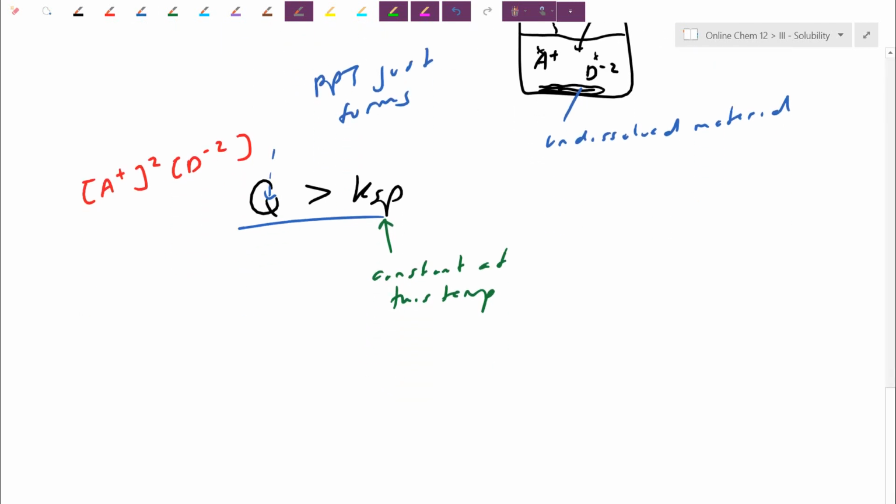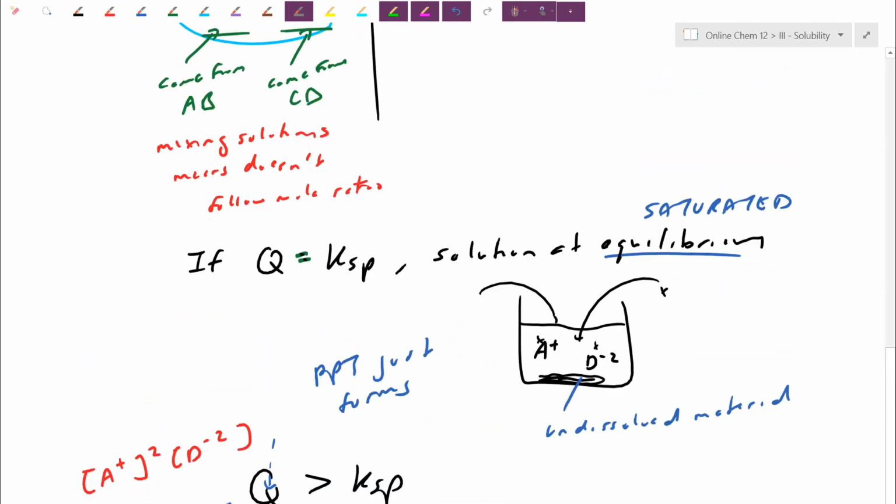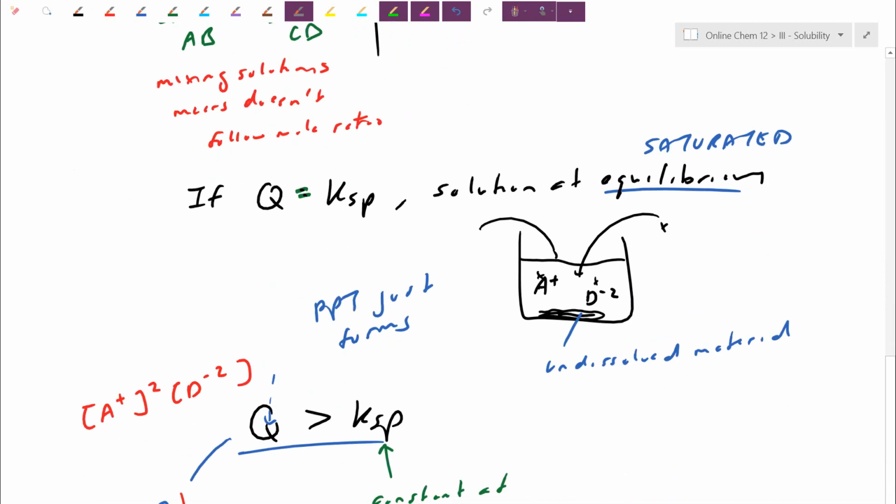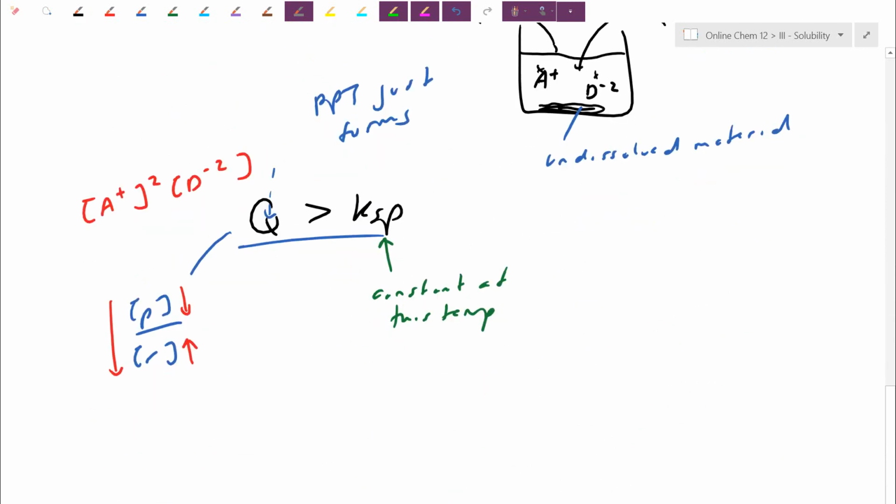So if Q, or my TIP, is products over reactants, and my number currently is too large for what it should be at this temperature, I need my fraction to go down. For this fraction to go down, I need to lose products and gain reactants. If you look back at the equilibrium, if I lose products, I lose this side and gain reactants. That means my ion concentrations are way too high. I'm actually going to force ions to solidify out. Even if, when I first mix them together, all the ions are there, I'm going to force them to solidify out to become a solid.